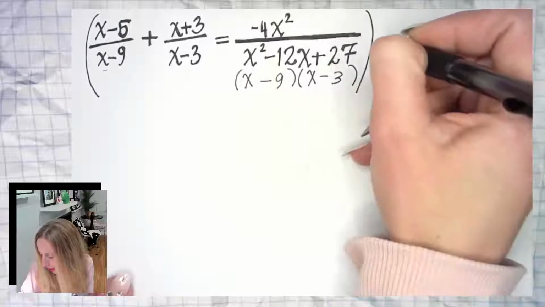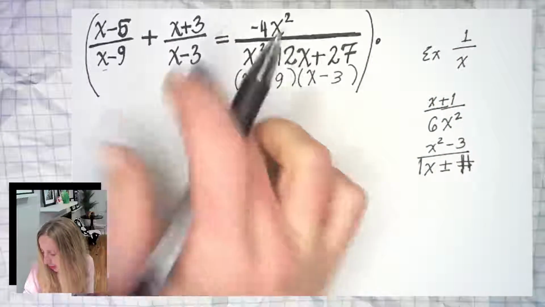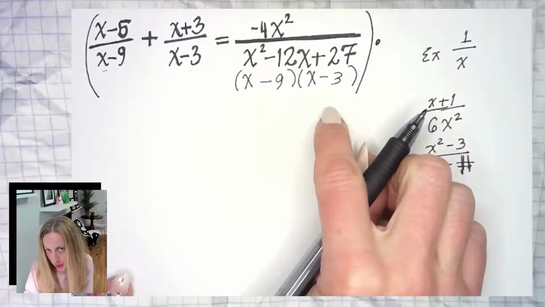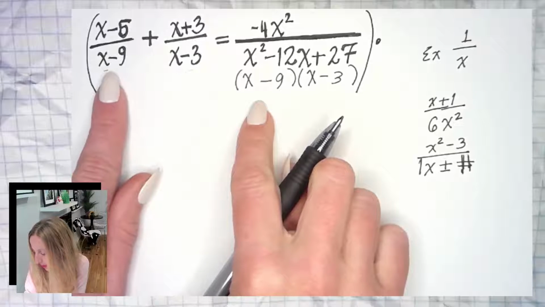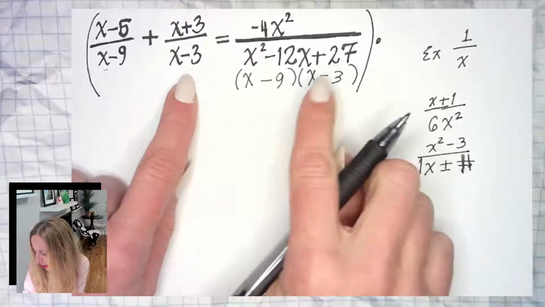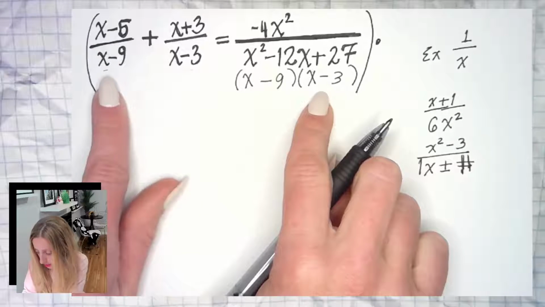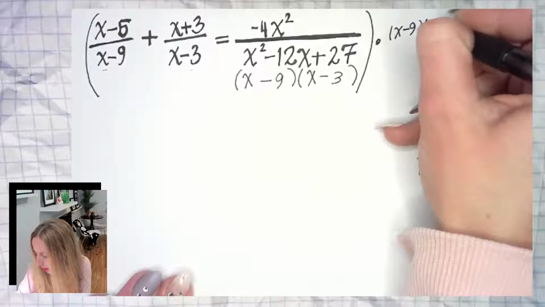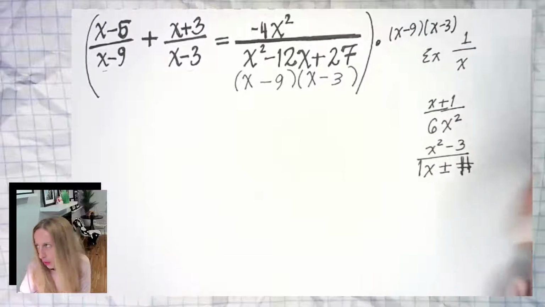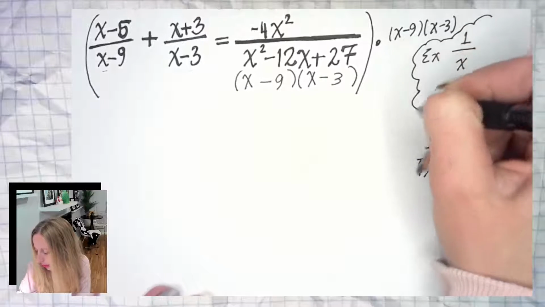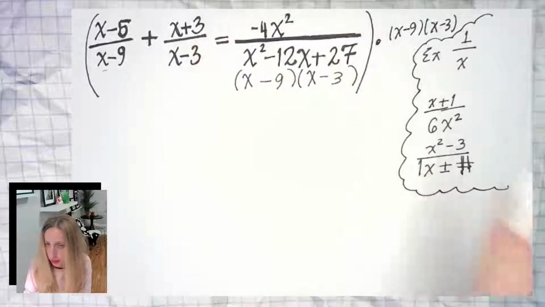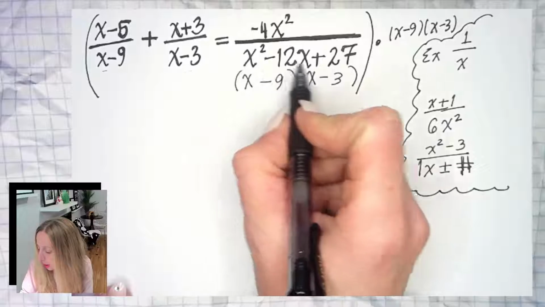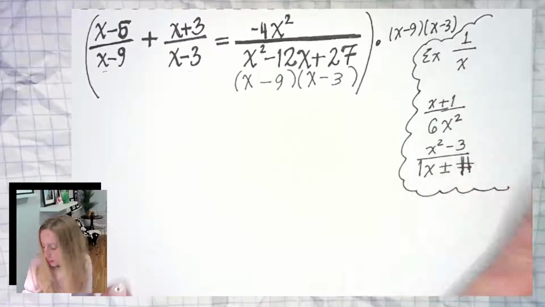And then you're going to multiply your entire equation, 1, 2, 3 parts of it, both sides, by the least common denominator. So what is the least common denominator? Well, 2 of our denominators have x minus 9 in them, so all 3 would want it. And 2 of our denominators have x minus 3, so that one would want it. So the least common denominator is x minus 9 times x minus 3. If you were to ask, I don't know, Google or something, what's the least common denominator, it might tell you that, or it might tell you this, which is the same thing, just expanded.